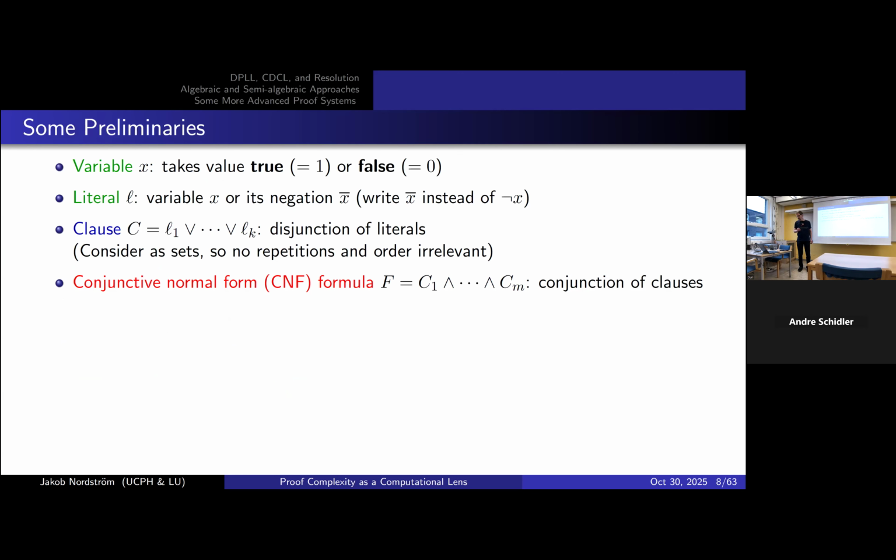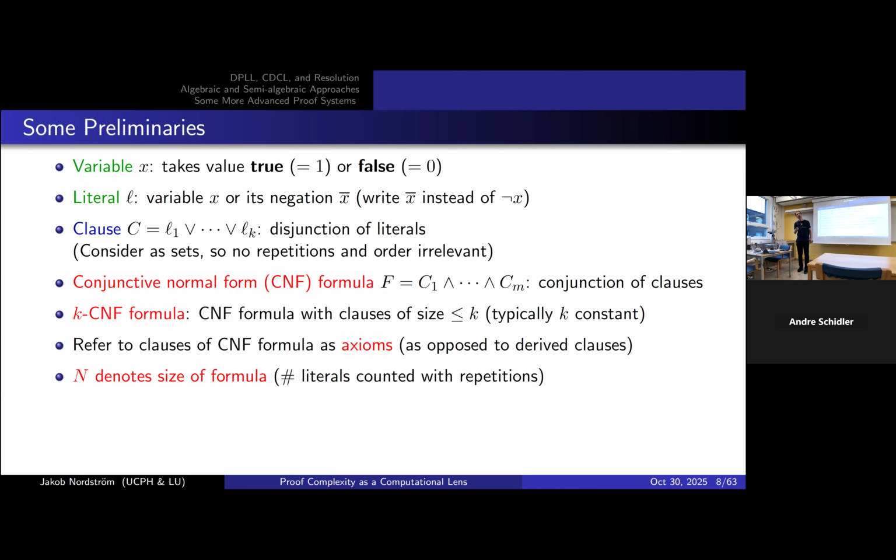Just to fix some terminology or notation, we're going to talk mostly about formulas in conjunctive normal form. Those are conjunctions of clauses, where every clause is a disjunction of literals, that is variables or negated variables. And from now on, I'll write negation with overline or with bar. And the variables take values true and false, but throughout this talk, I'll identify true with 1 and false with 0.